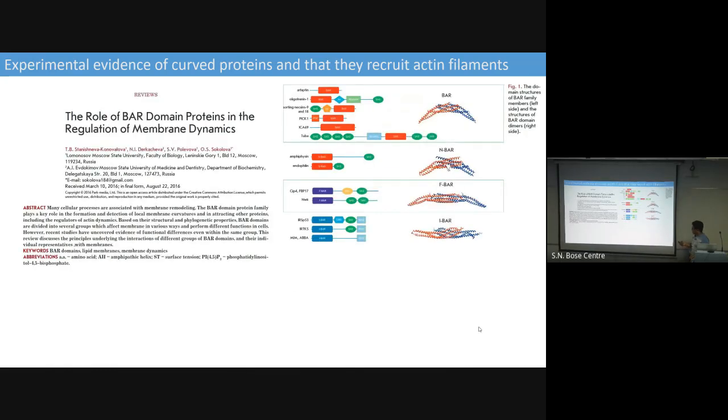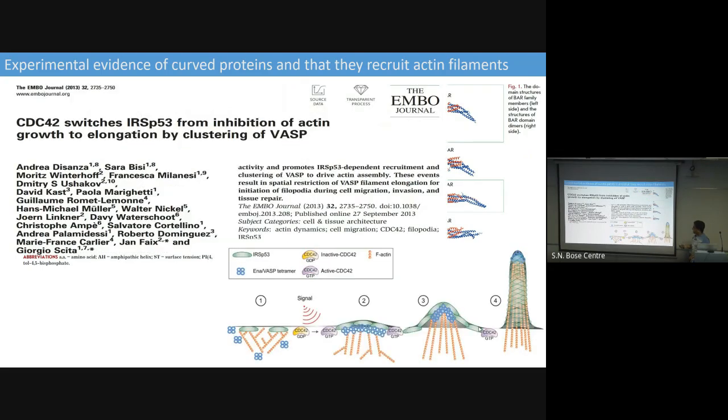The assumption of this curved membrane protein is not arbitrary, and there are a number of evidences that these BAR domain proteins have curvature sensitivity. There are also evidences that some curvature sensitive protein like this one, IRSp53, binds with some other kind of protein, and the other protein has the property to recruit actin. So they form some kind of complex. That complex has one property of curvature sensitivity and another property of actin recruitment, apart from other functions.